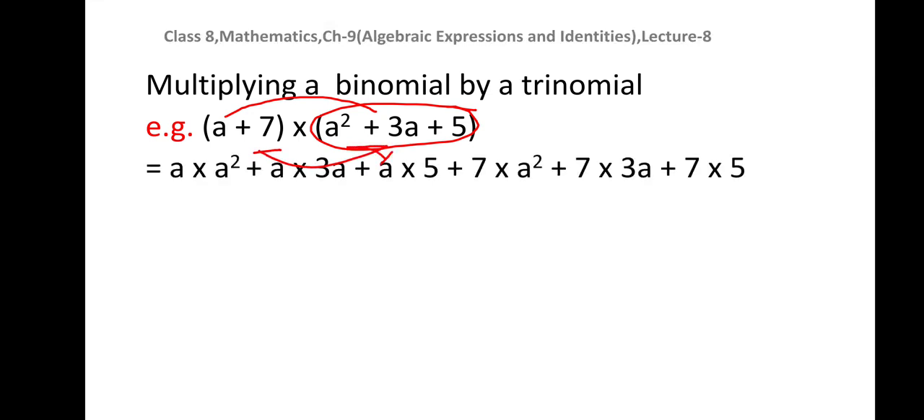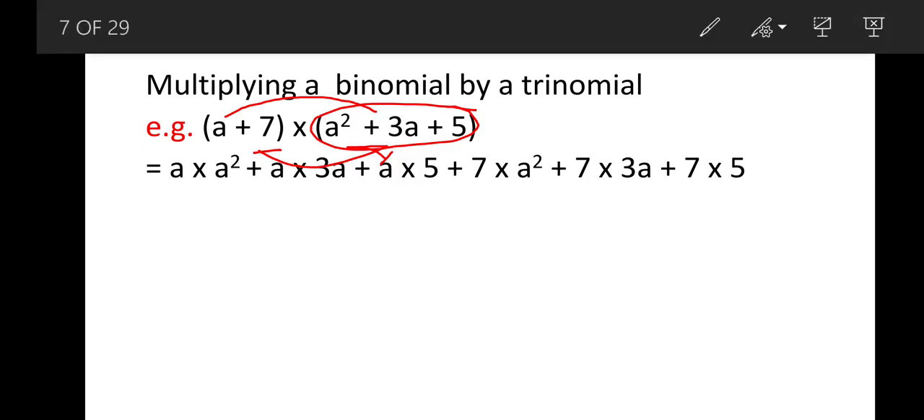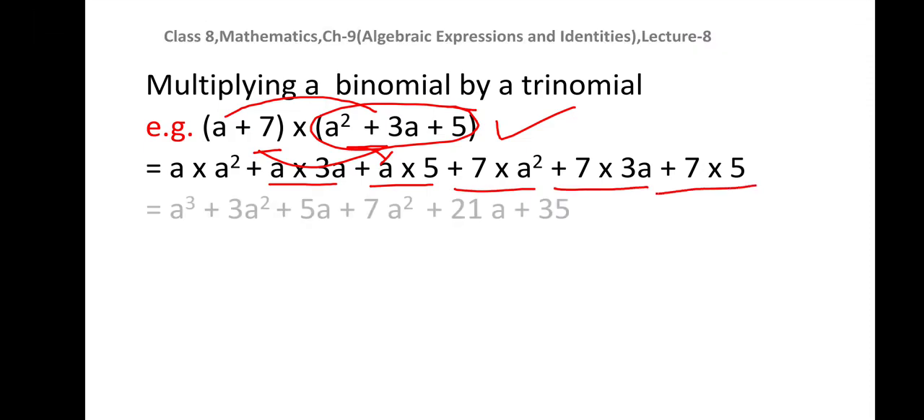So I will be writing the steps like a into a square plus a into 3a plus a into 5. What I have done is I have multiplied a by every term of this bracket, and then I need to multiply 7 by every term present inside the bracket. So it will be 7a square plus 7 into 3a plus 7 into 5. So it will be a cube plus 3a square plus 5a plus 7a square plus 21a plus 35.